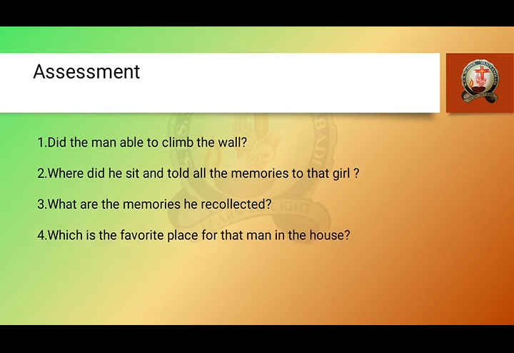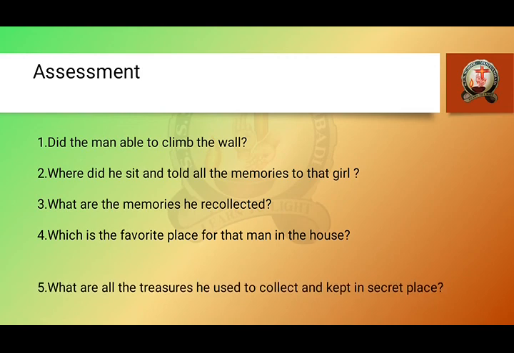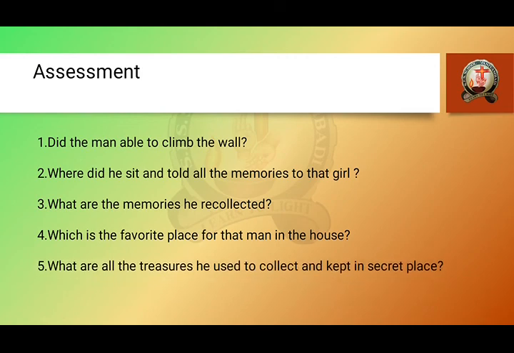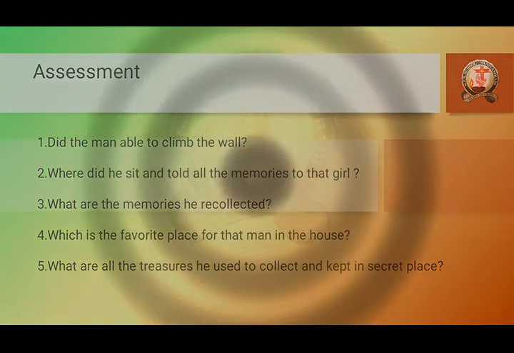Number 4, which is the favorite place for that man in the house? Number 5, what are all the treasures he used to collect and keep in a secret place?